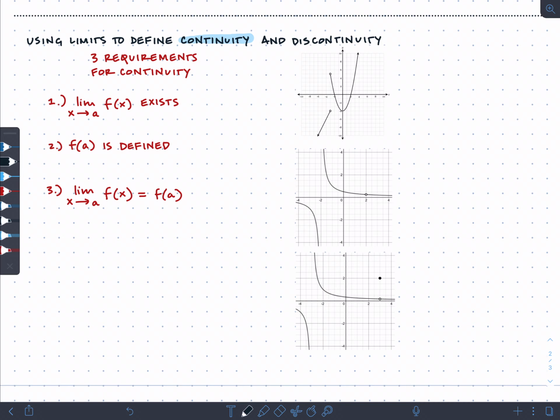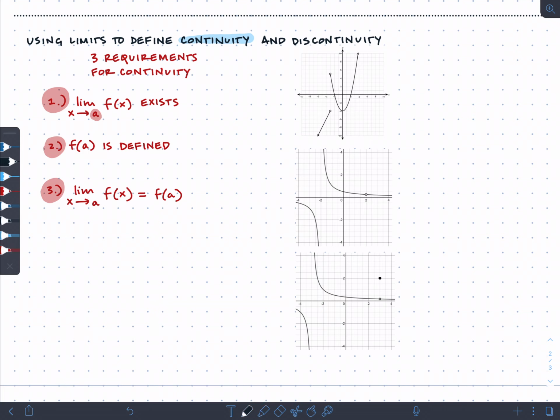Okay. So there's 3 requirements for a function to be continuous. The first requirement is that our general limit has to exist. Notice the symbol here, there's no plus or minus, so the general limit has to exist. All right. The next requirement is that f of a, and a being this value here, whatever f of a is, it has to be defined, okay? It has to be a number, all right? And then our third requirement is that our general limit and f of a are equal to each other.